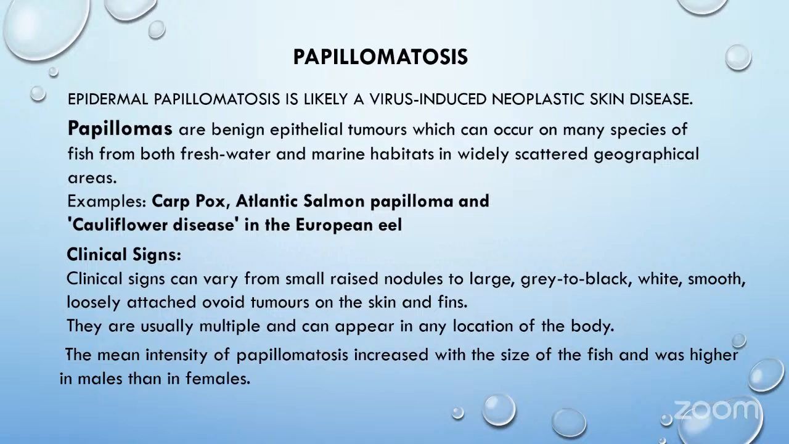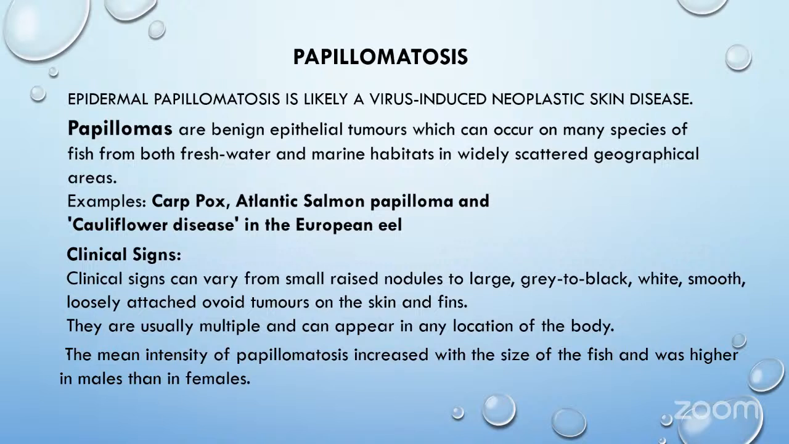The first one is papillomatosis. It is an epidermal papillomatosis, likely a virus-induced neoplastic skin disease. These are benign epithelial tumors which can occur on many species of fish from both freshwater and marine habitats in widely scattered geographical areas. Now, which fish fall prey to this disease? Carp pox, Atlantic salmon papilloma, and cauliflower disease in the European eel.